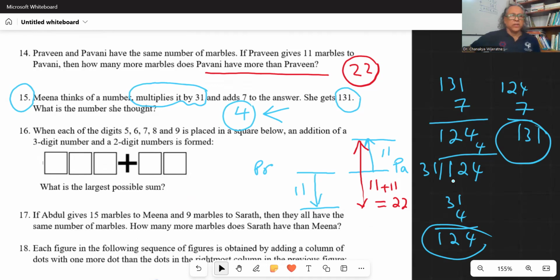All right. Number 16. When each of the digits 5, 6, 7, 8, and 9 is placed in a square below, so you have to put all 5 digits in 5 boxes, an addition of a 3-digit number and a 2-digit number is formed, right? What is the largest possible sum?